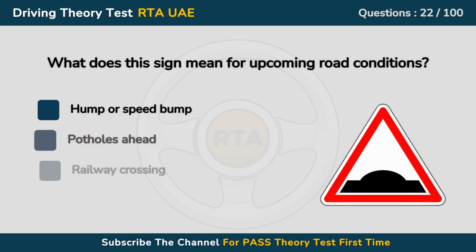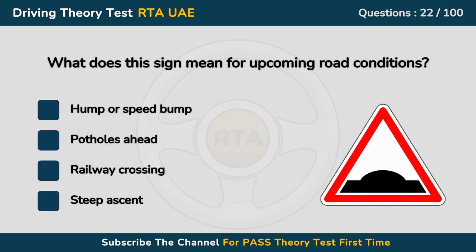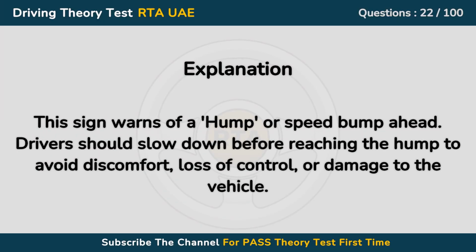Question 22. What does this sign mean for upcoming road conditions? A. Hump or speed bump ahead. B. Ahead. C. Railway crossing. D. Steep ascent. Answer is A. Hump or speed bump. This sign warns of a hump or speed bump ahead. Drivers should slow down before reaching the hump to avoid discomfort, loss of control, or damage to the vehicle.